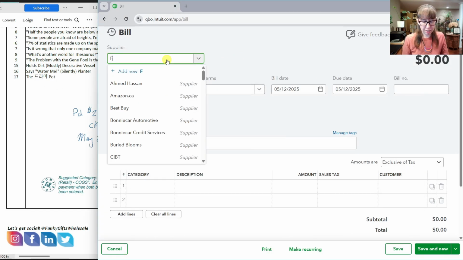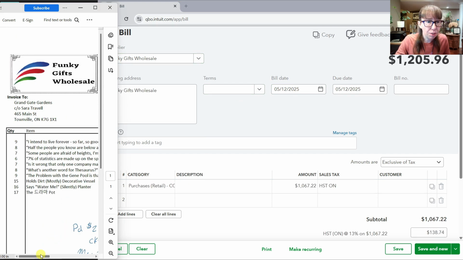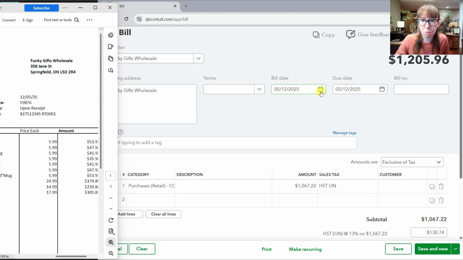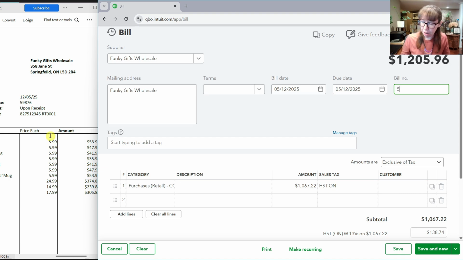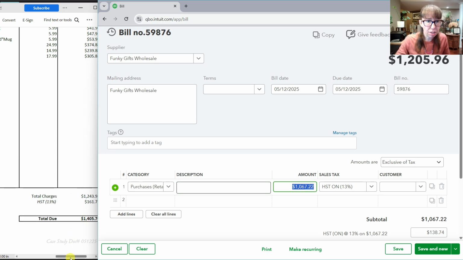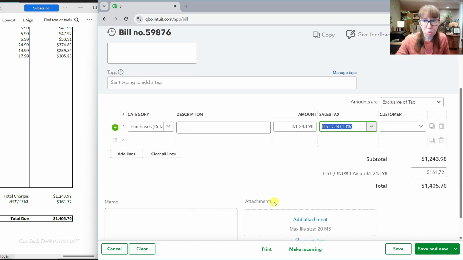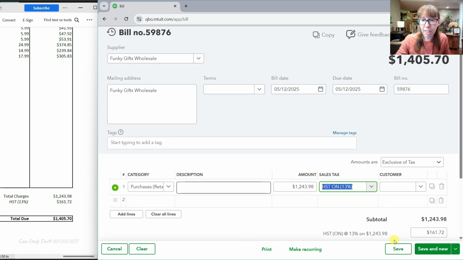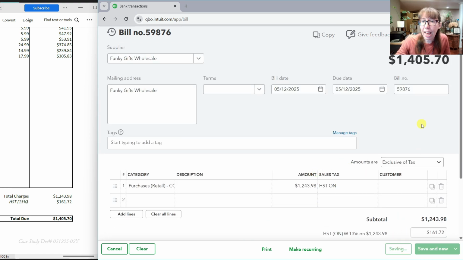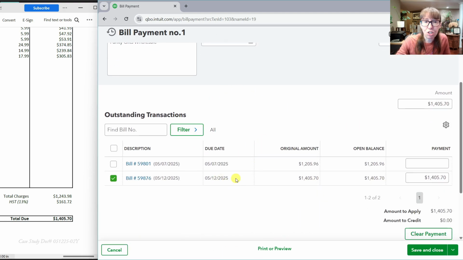So we're going to go in and say Funky Gifts Wholesale, and then the date was May 12th, and the bill number was 59876. Retail purchases COGS, and then the pre-tax amount is 1,243.98, with HST comes to 161.72. I'm just going to hit save, and then there's this make payment button that pops up, and now I can see there's two bills to be paid.